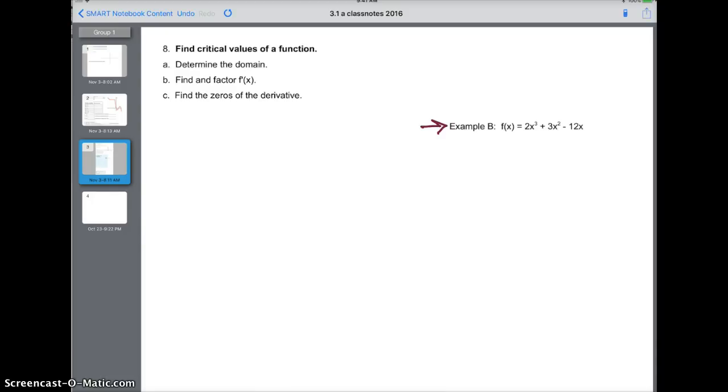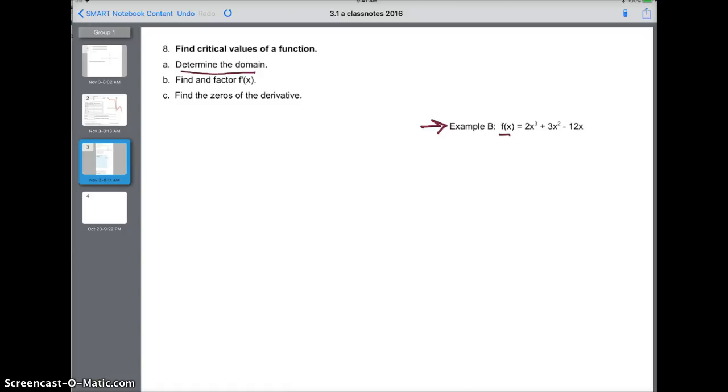So recall that critical values are the x-coordinates of a function where the function is neither increasing nor decreasing, so where the function is constant, or critical values are also where the derivative equals 0. So we're going to start by determining our domain.